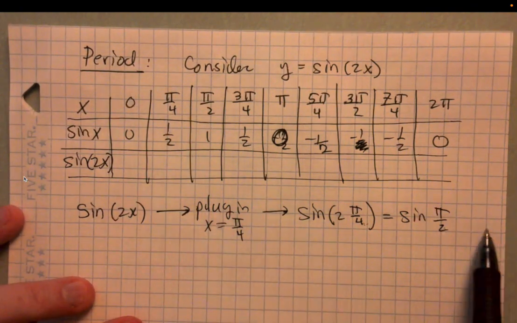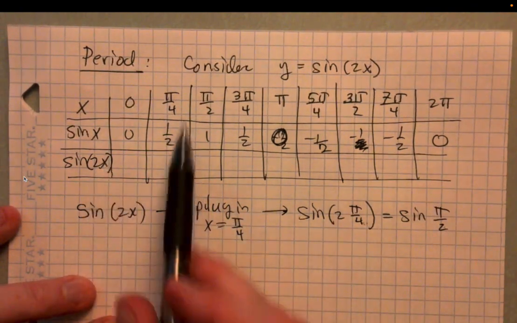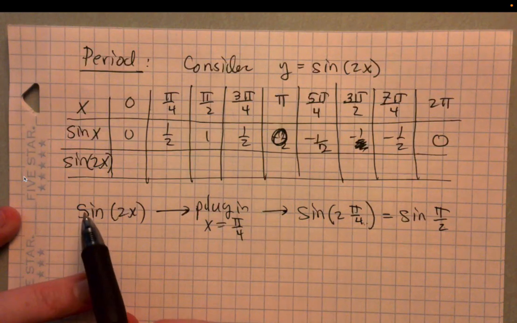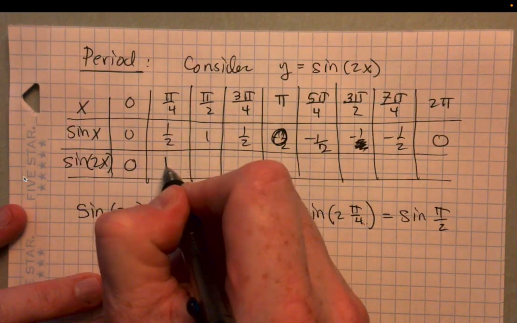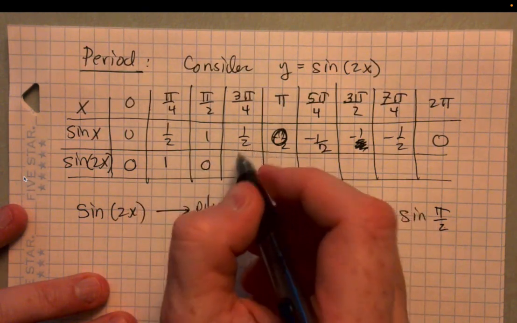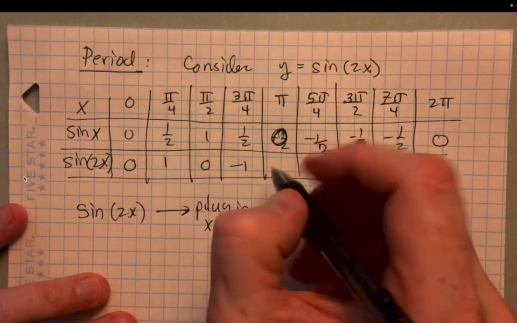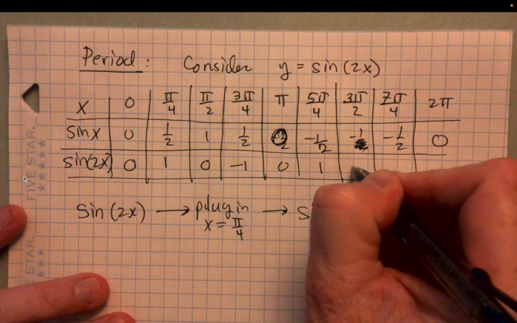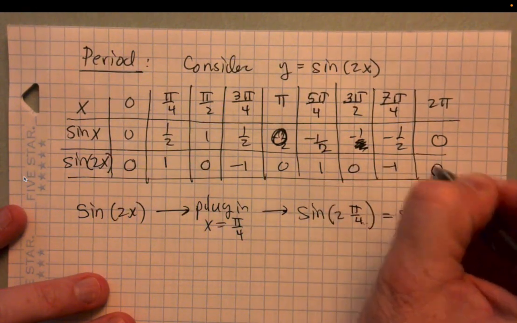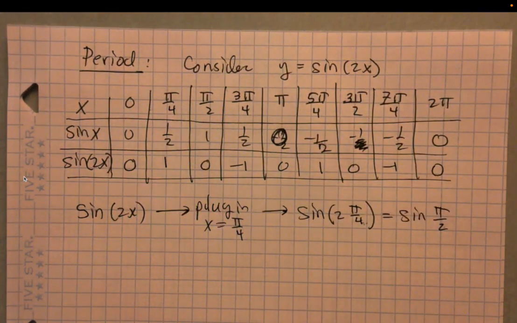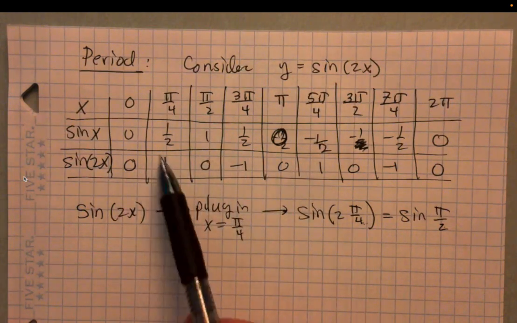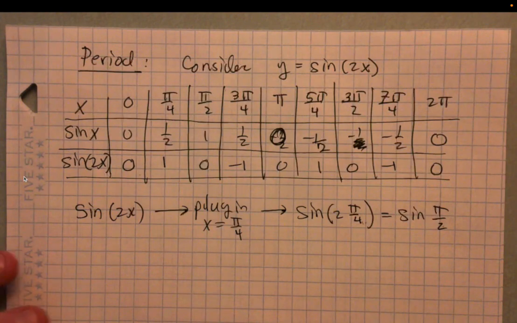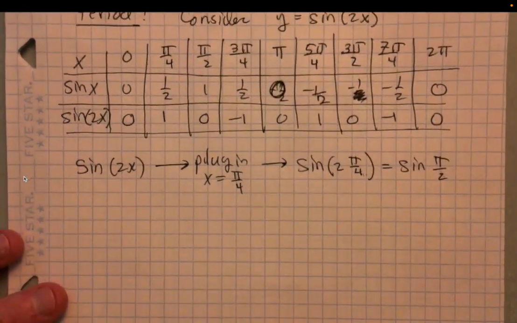And so what you'll find if you evaluate all of these angles in sine of 2x is that the values look quite different. So I get 0, and then I get 1, and then I get 0, and I get -1, 0, 1, 0, -1, 0. And so it looks like things are quite different here. It looks very dramatically different. Let's plot it and see what's actually happening here.